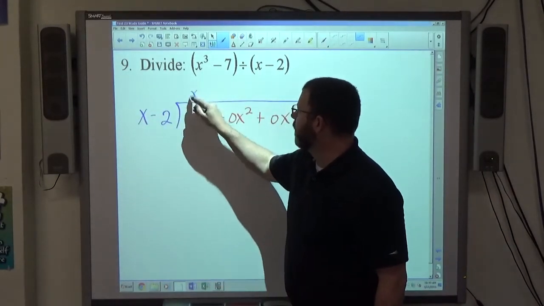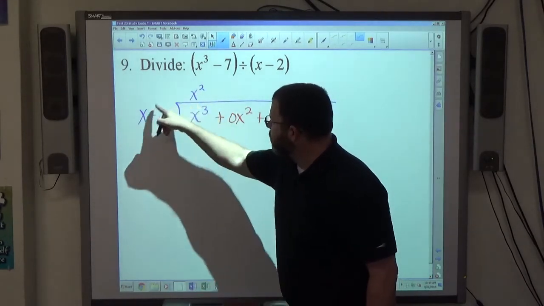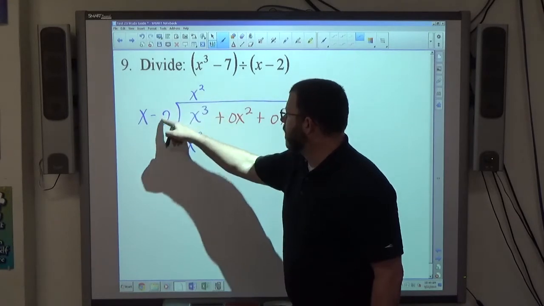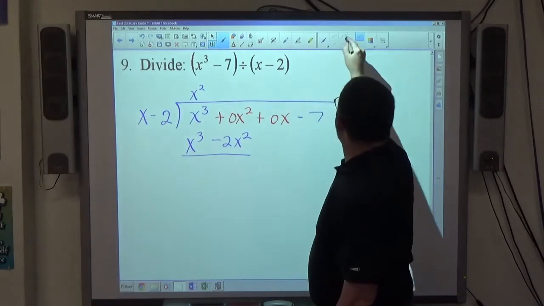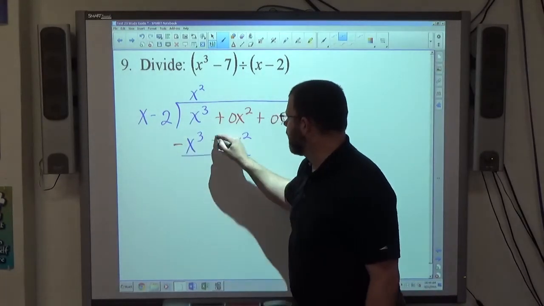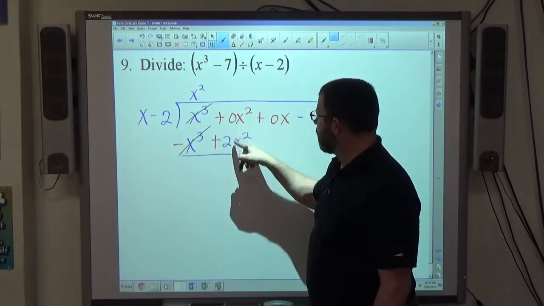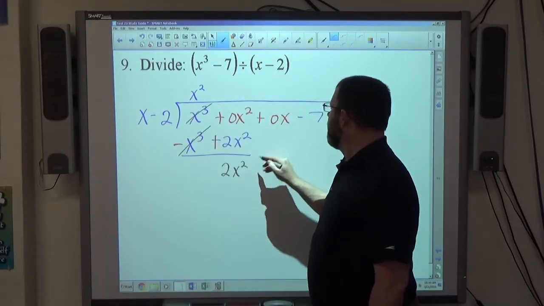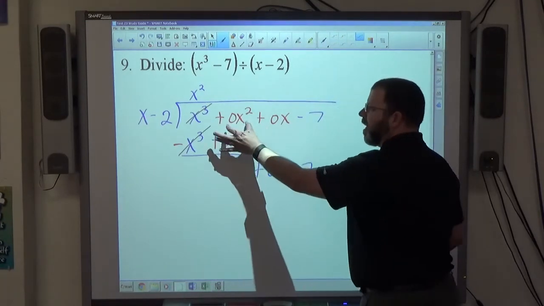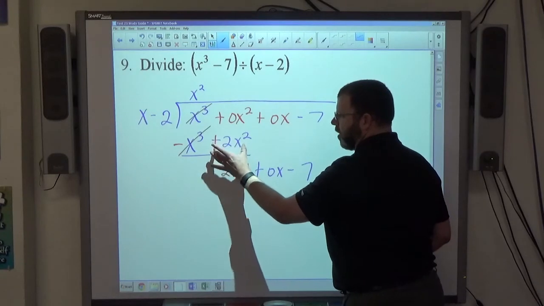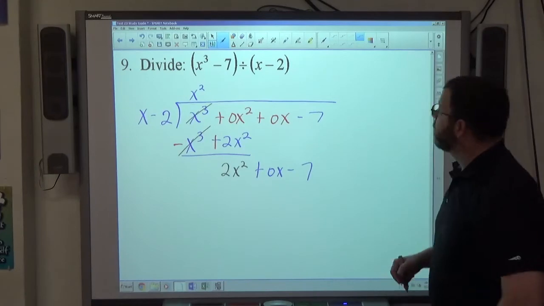So x cubed divided by x makes x squared. Answer times divisor to get product. So x squared times x makes x cubed. X squared times negative 2 is negative 2x squared. We subtract by changing signs. So this becomes negative, that becomes positive. X cubed minus x cubed cancels. 0 plus 2x squared makes 2x squared. And then just bring everything else down. Plus 0x minus 7. Again, that 0x squared didn't do anything. That's positive 2x squared, that's positive 2x squared. It just gave me a spot to put the x squared term because it showed up.